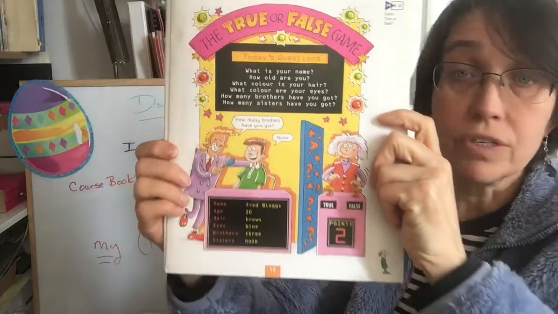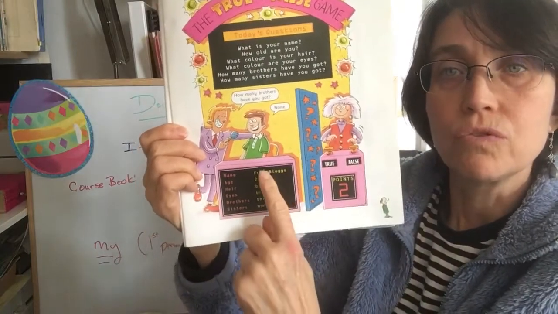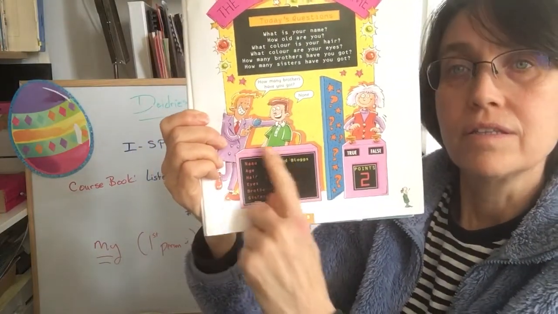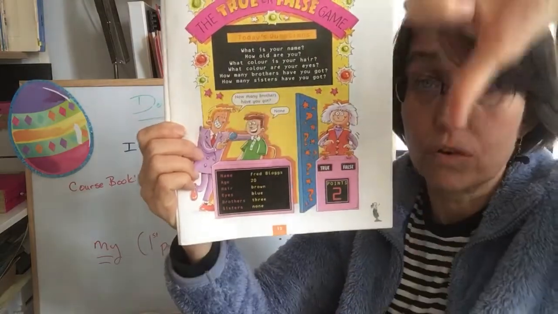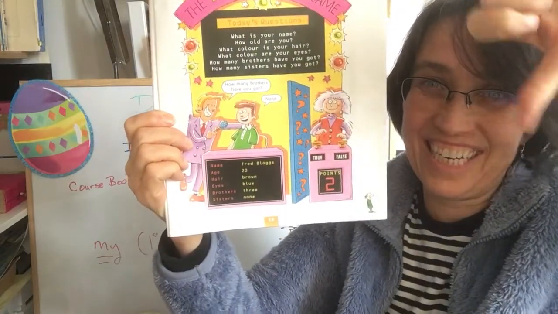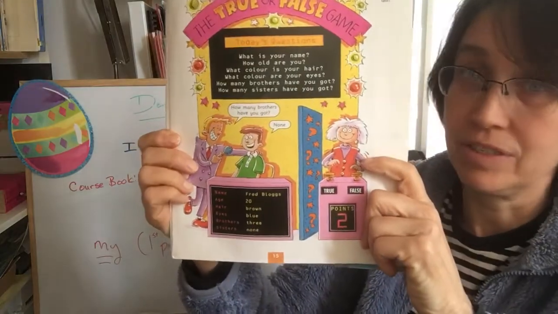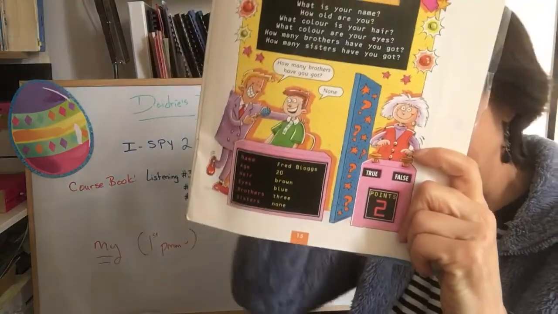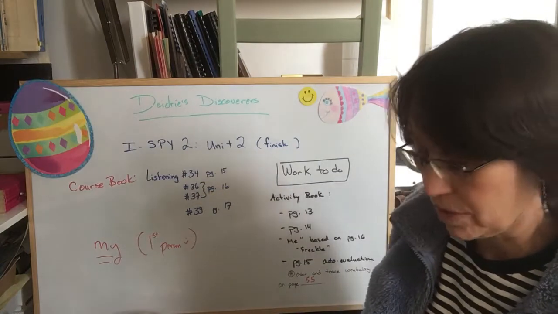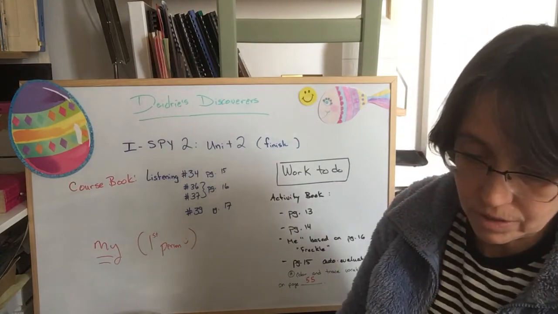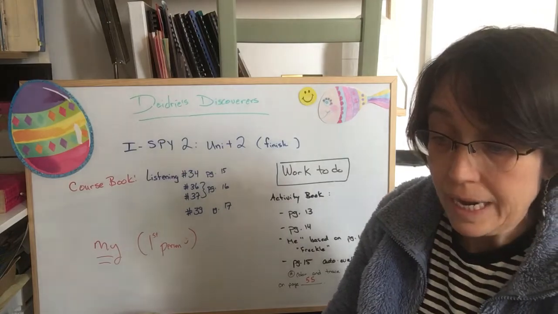Okay, so here it's very simple. You have to listen, you read this part, and you decide if he's telling you the truth or not the truth. He says a little bit silly stuff. Okay, next we're going to do on page 16, listening number 36. It's just a little song, a little rhyme.